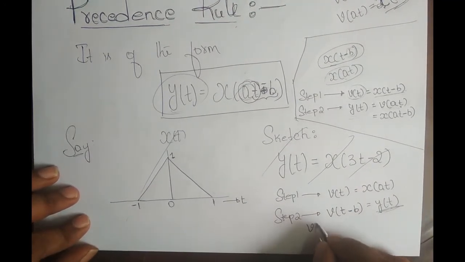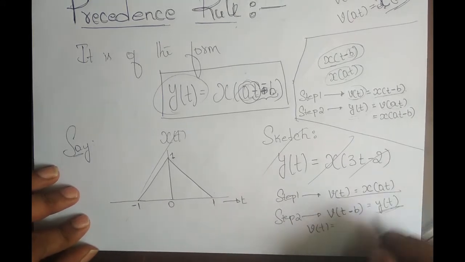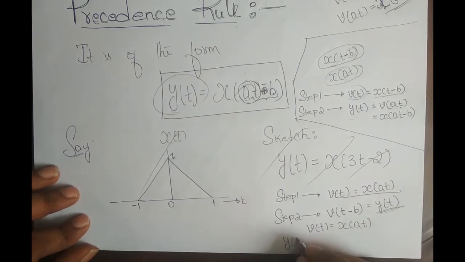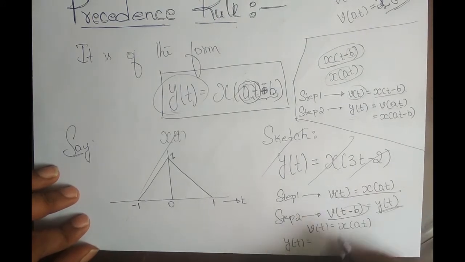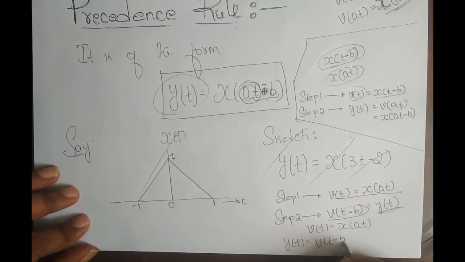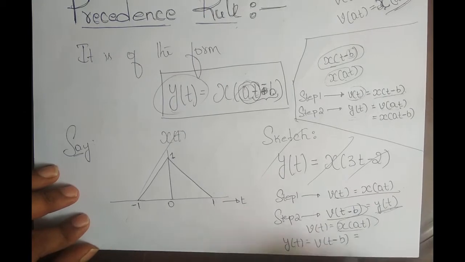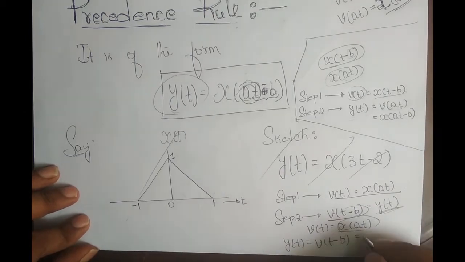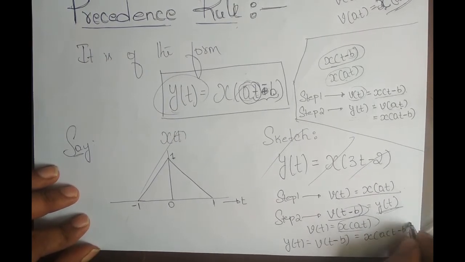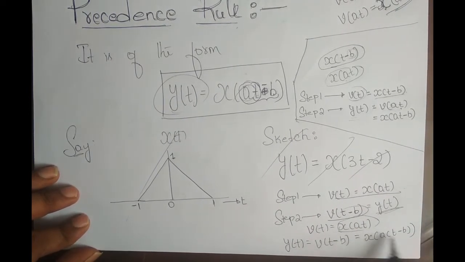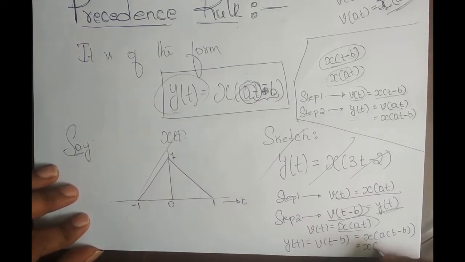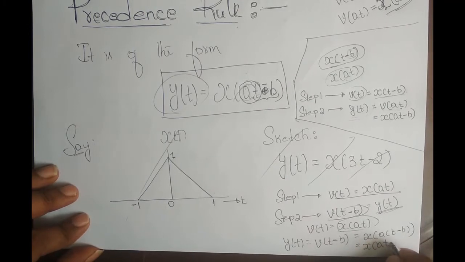Now, what is v of t? v of t is x of a into t. Now what I want is y of t, and what did we call y of t? v of t minus b. Now how do I get v of t minus b? In this equation, wherever t is there, I have to replace it by t minus b, right? So x of a into t minus b. I had t, so I replaced it by t minus b. And what happens to this? x of a into t minus a into b.